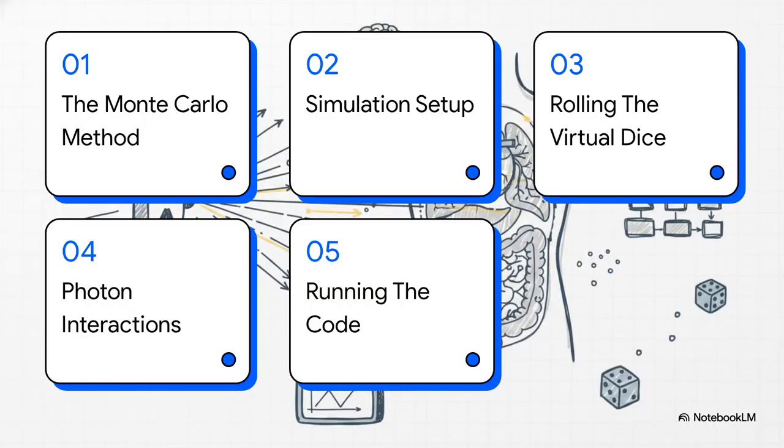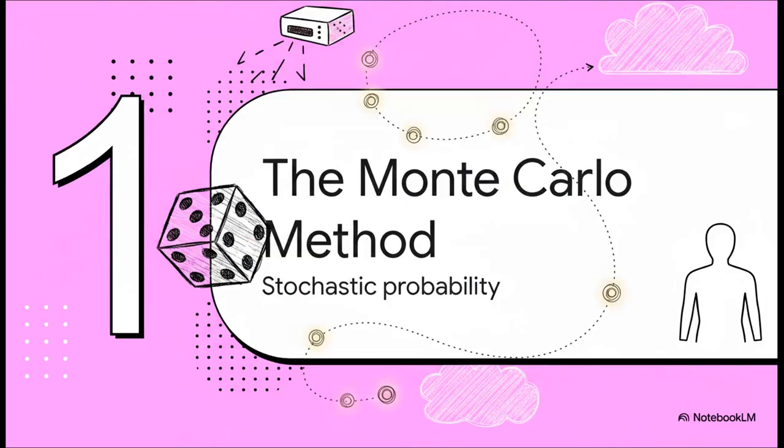We're going to cover the Monte Carlo method, setting up the simulation, rolling the virtual dice, the 4 photon interactions, and finally, running the code. All right, let's start with section 1, the Monte Carlo method.